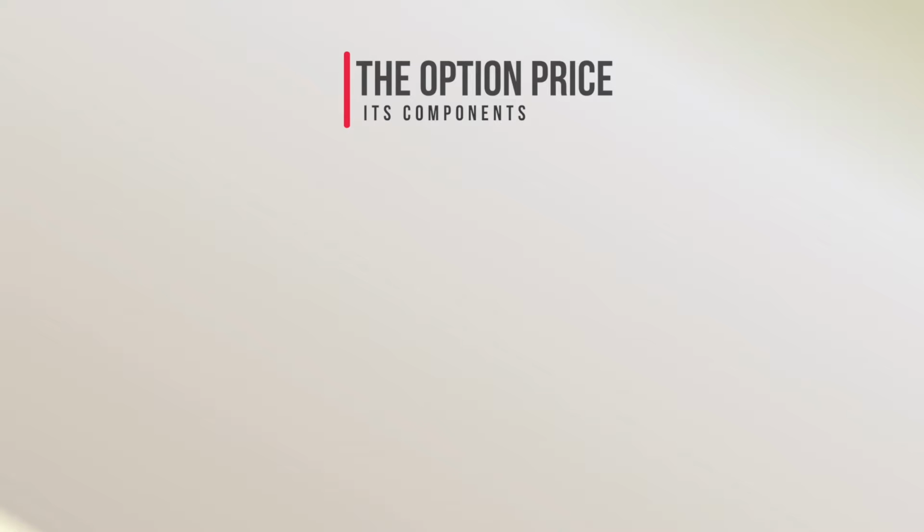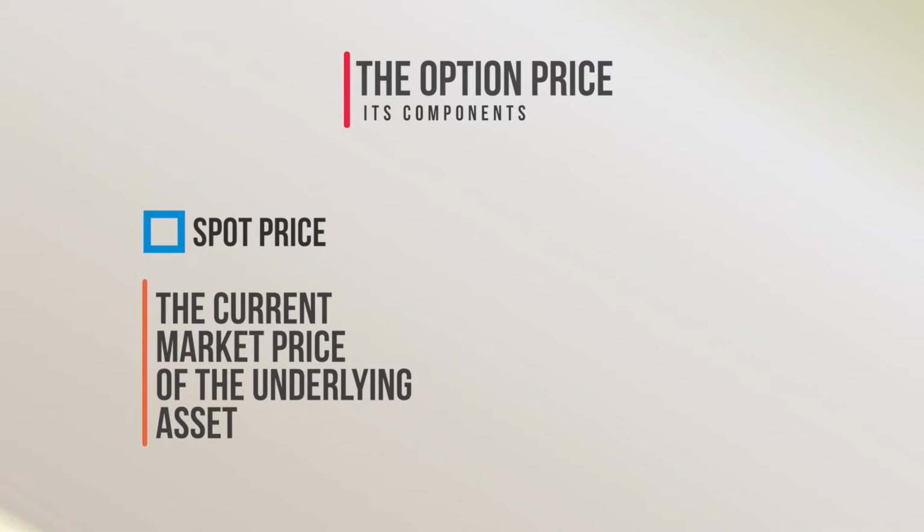Okay, so let us understand the option price and its components. तो option price का दो important components होता है, spot price और strike price. तो spot price की अगर बात करें हम, it is very easy to understand what spot price is. So whatever underlying asset you choose, for example in this case हम लोग Tata Motors के बारे में बात कर रहे हैं, that becomes the underlying asset. तो उसका जो current market price है, that is the spot price.